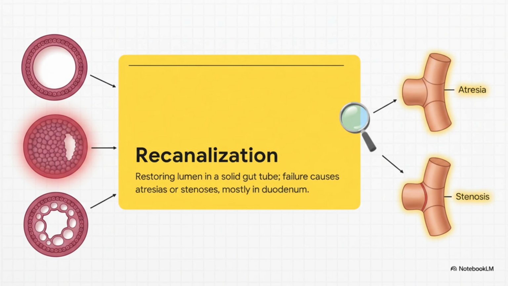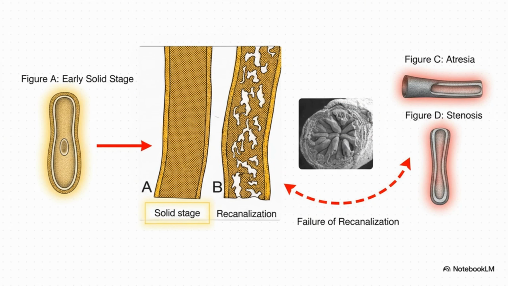A failure of recanalization. Recanalization is this amazing microscopic process where the gut tube, which actually starts out as a solid cord of epithelial cells, develops these little vacuoles that merge together to hollow it back out. This visual perfectly captures that morphological shift. Look at figure A on the left. That's the solid stage. The epithelial proliferation has completely blocked the lumen. Now contrast that with figure B on the right. See how it's actively hollowing out? Those little vacuoles are coalescing to rebuild that continuous internal pathway. If this process on the right stalls out or fails entirely, you're left with either an atresia, which is a total roadblock, or a stenosis, which is a severe narrowing of the tube.